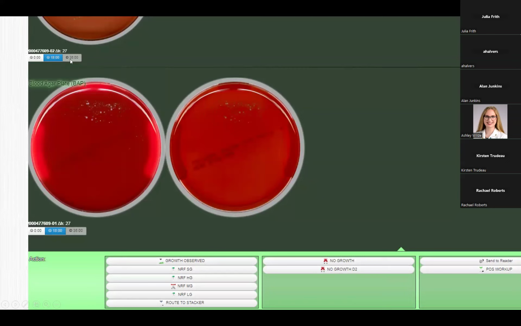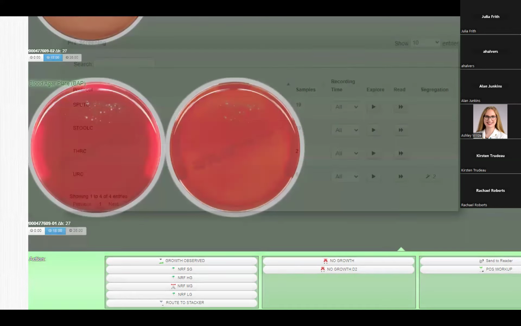It's got another 36-hour read coming. So these plates are going to stay in the incubator and be imaged again after 36 hours. So this is going to be a preliminary normal respiratory flora report. If it's the same thing after 36 hours, then I click that button, it's going to be a final report. So notice, I didn't touch those plates to streak them. I didn't touch those plates to read them. Only if there was a positive workup that I actually needed to touch the plates.